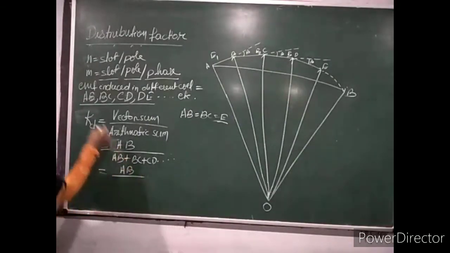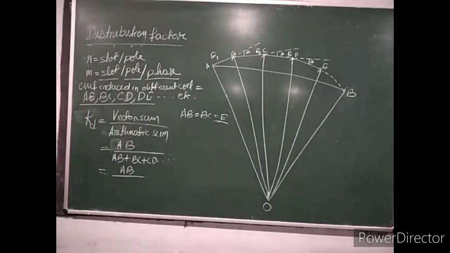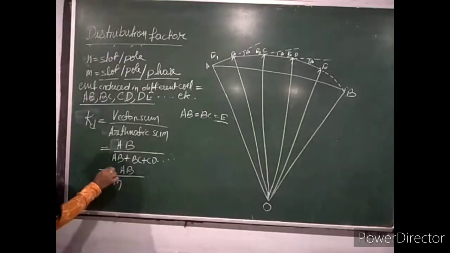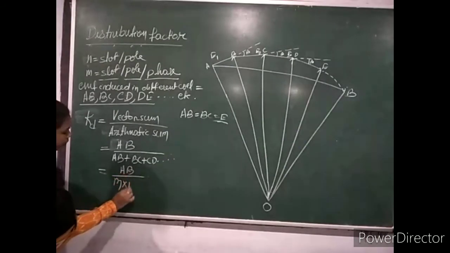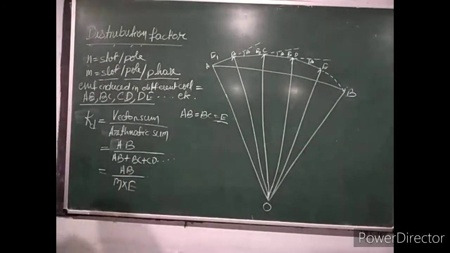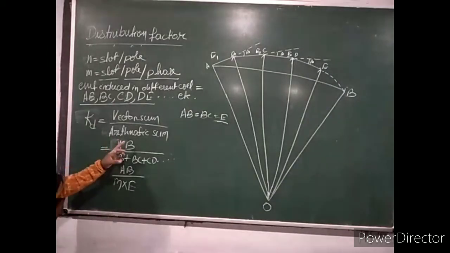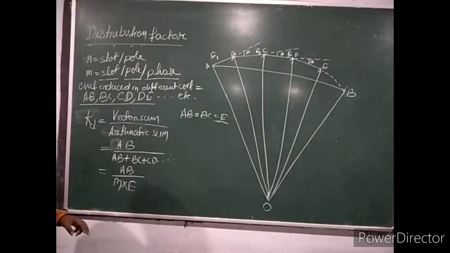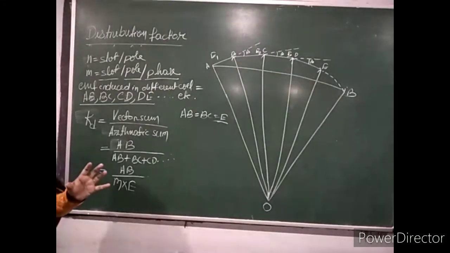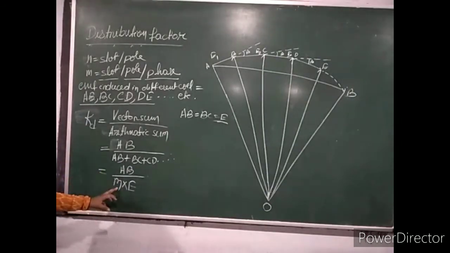And here what is m? m is the slot per pole per phase. So I write m into E. You clear? What arithmetic sum of voltages we have to find here? Here we have to find the sum of the EMF under one pole under one phase. So I multiply here m.